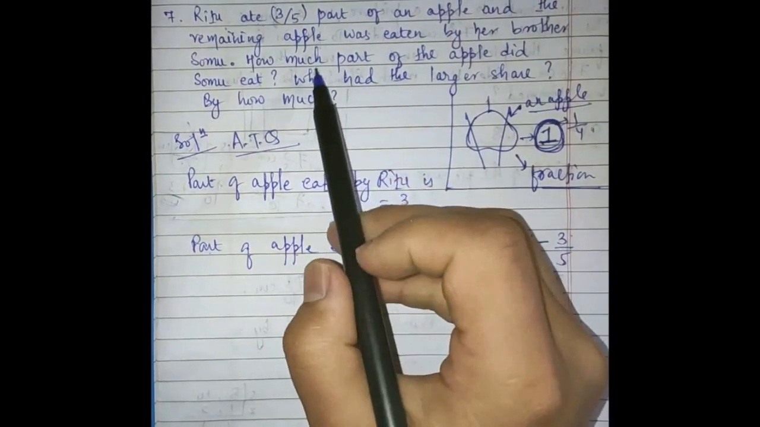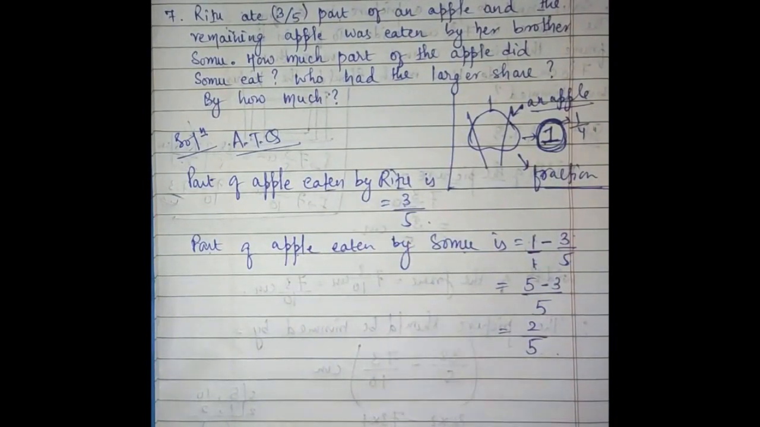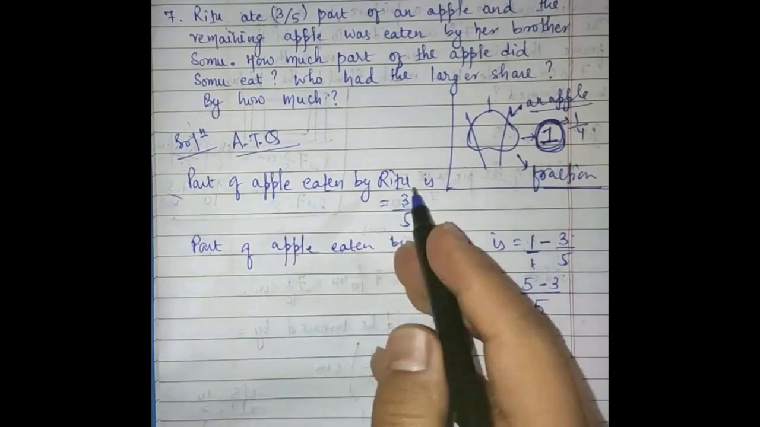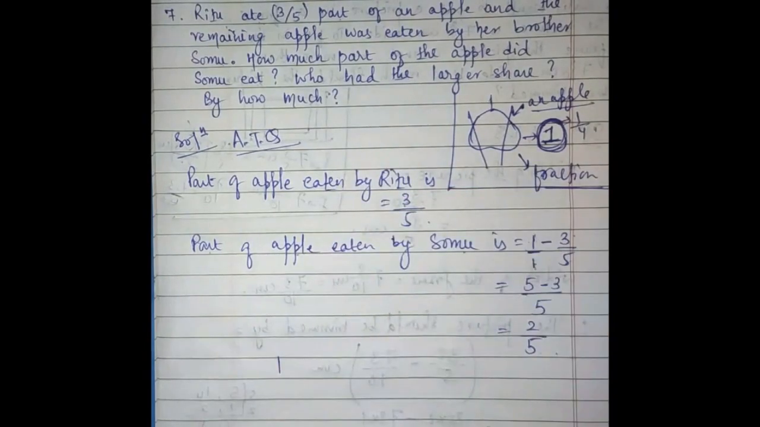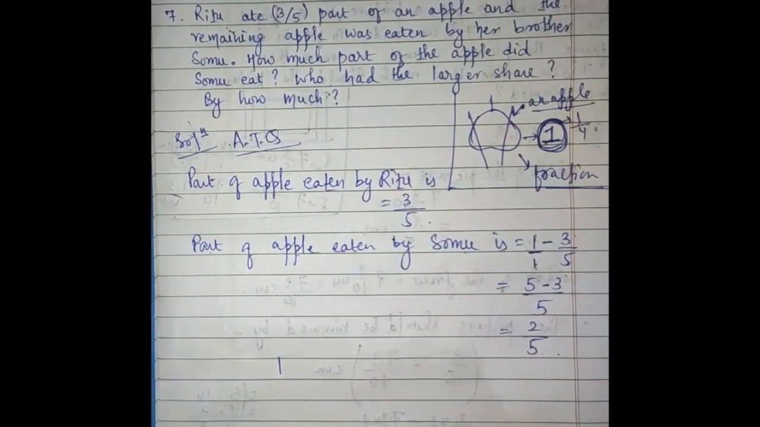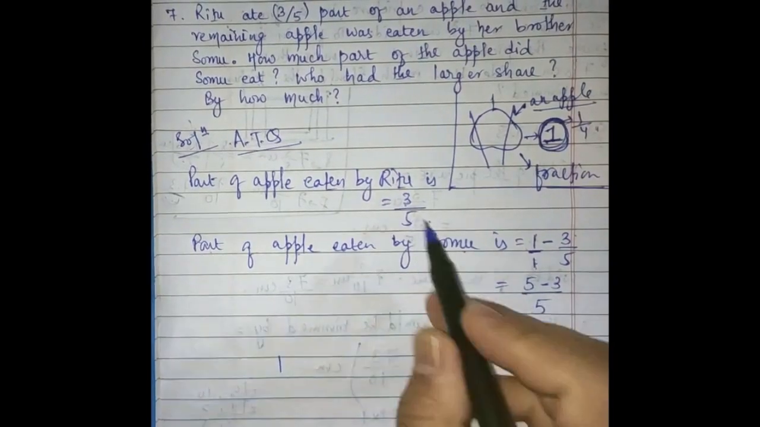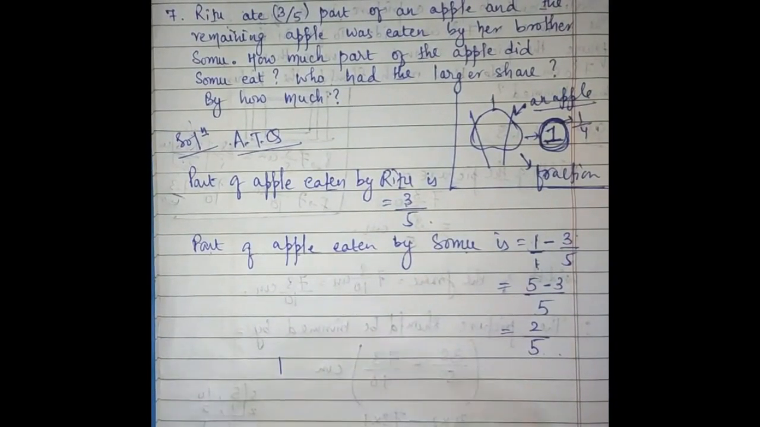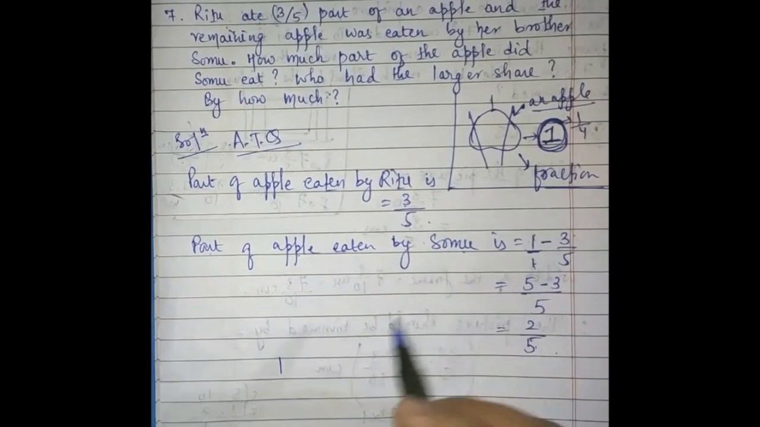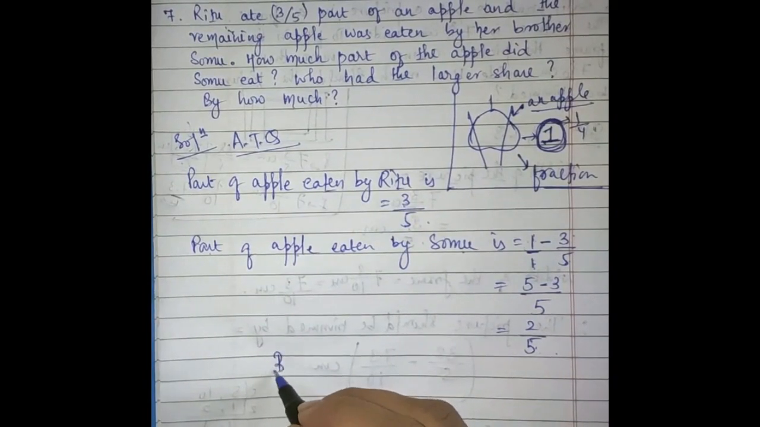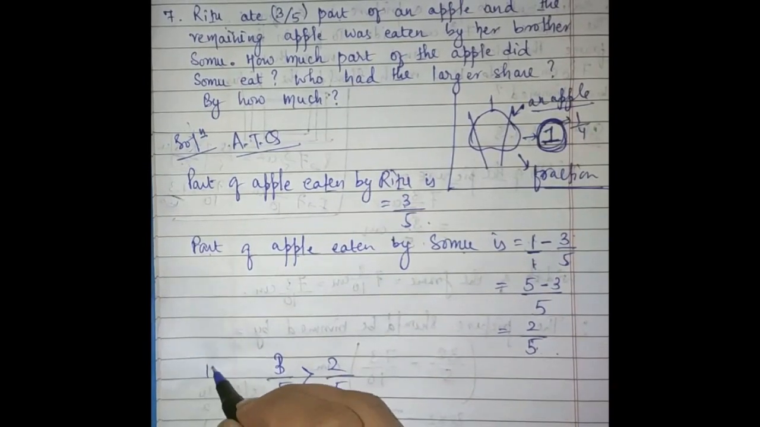Alright. Now what we have to calculate? Who had the largest share? Now it is in equivalent fractions, part of an apple. Here we don't have to calculate actually, we have to observe who had the larger share. So you don't have to convert these into another form of fraction, since both denominators are 5. So which number is greater? 3 by 5 is greater than 2 by 5. Right. So this is our answer number 2.